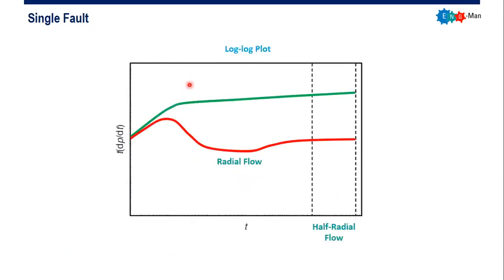And this is the log-log plot. Again, our radial flow is located here in the first stabilized section, and the next stabilized section is our half radial flow. From the first stabilized radial flow, we can obtain our permeability and the skin. And we can estimate the distance to the fault by considering this section, where the deviation first occurs.